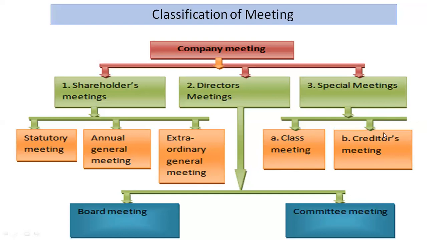Next comes the creditors meeting. This is of the people who supply goods on a credit basis to the organization. They are the ones who are helping the organization. They may have their own demands with the company at that time. If the company wants to convey some important matter to them, the company will organize a creditors meeting.